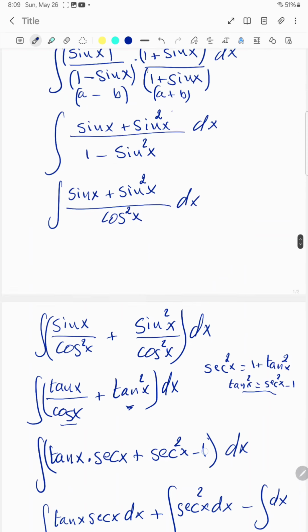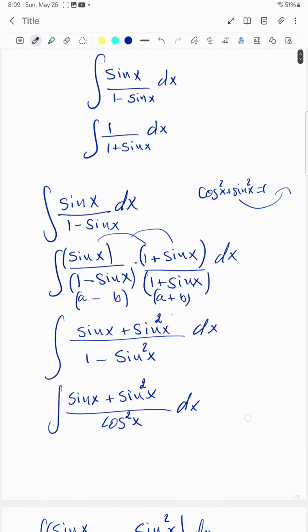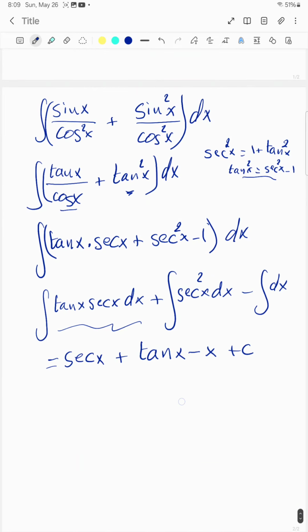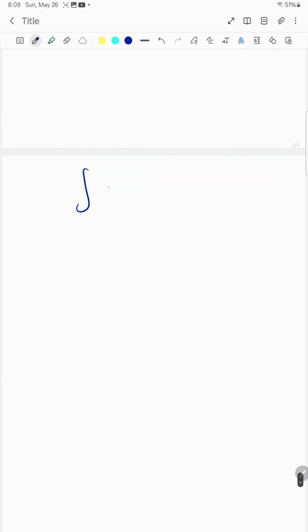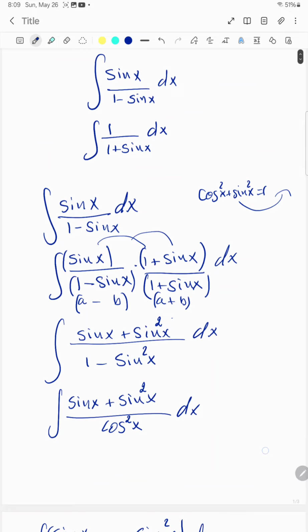I will do the second one, which is 1 divided by 1 plus sine of x. Let's do it on a new page. The integral of 1 divided by 1 plus sine of x dx. Just to make sure I copied it right. Yeah.